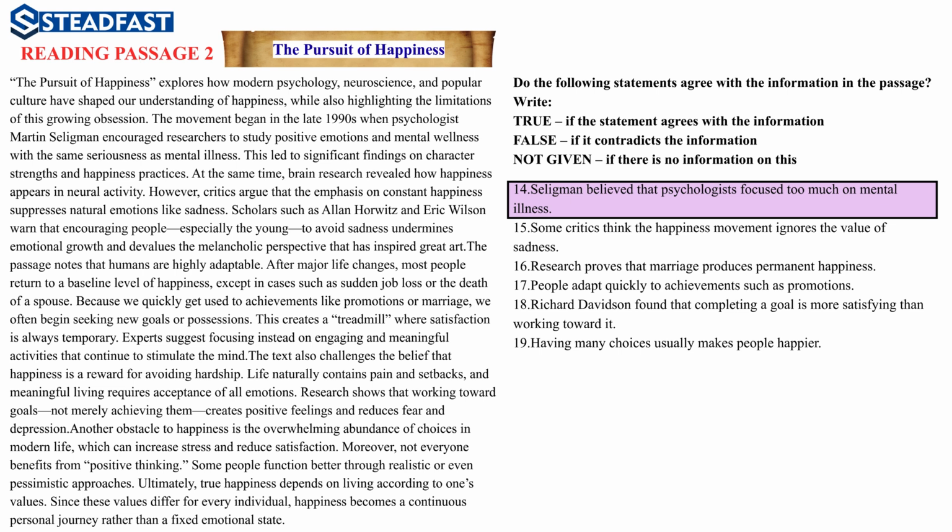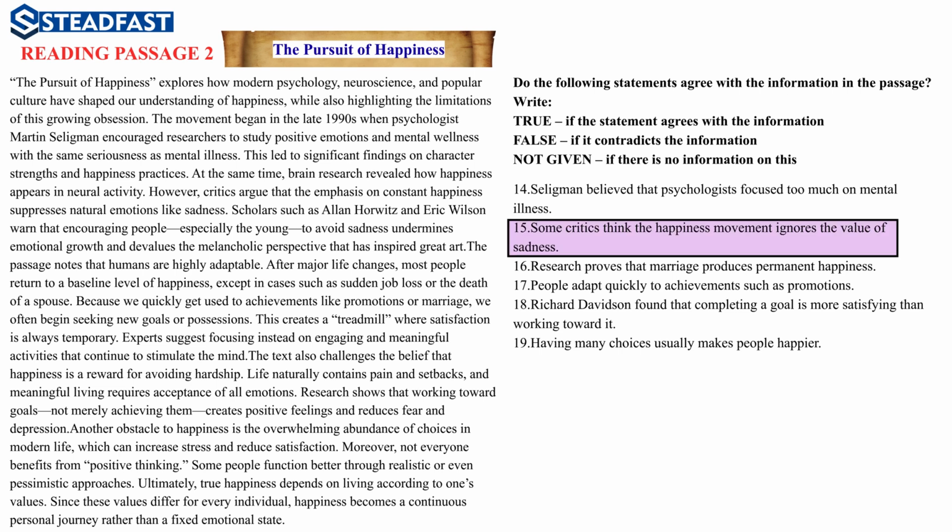In paragraph 1, it explains Seligman urged researchers to study positive emotions and mental wellness with the same seriousness as mental illness. This implies that the field was dominated by mental illness before and he wanted balance. That supports the idea that there had been too much focus on illness and not enough on wellness. So the statement here is true. And the next question, 15.